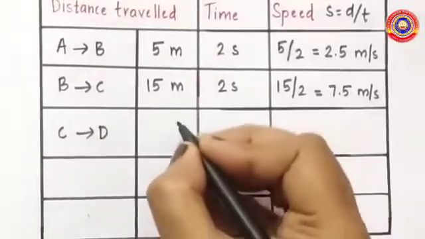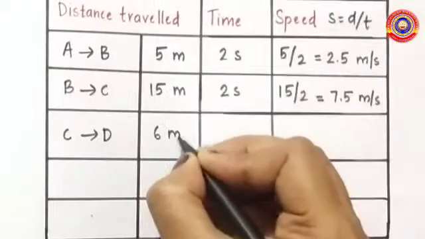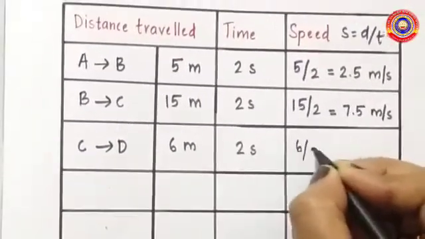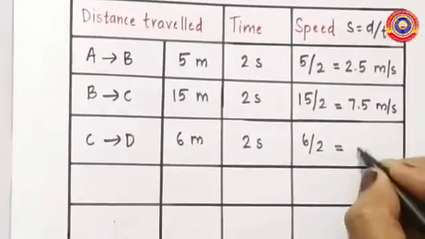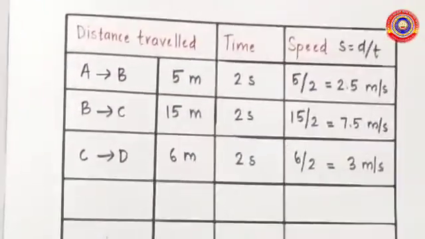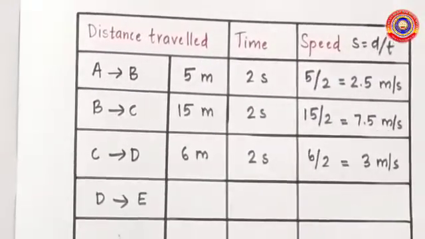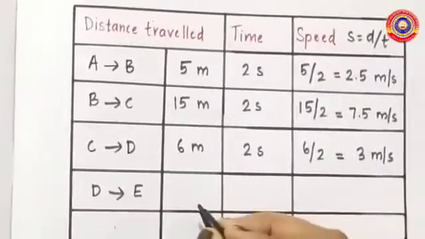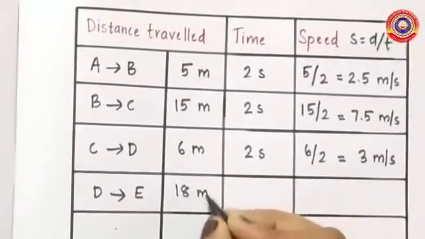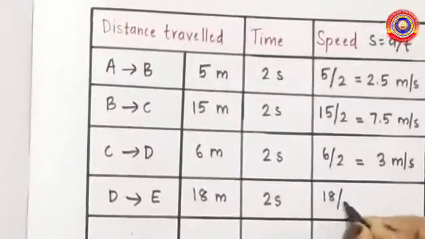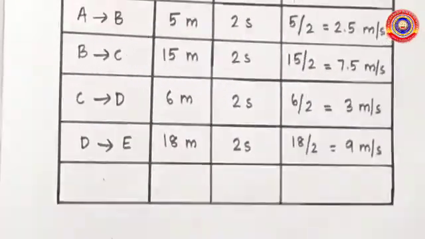In the next 2 seconds, that is C to D, the distance travelled is 6 meters and the time taken is 2 seconds. So, speed equals 6 divided by 2, that is equal to 3 meter per second. Next is D to E. The distance is 18 meters and the time taken is 2 seconds. So, speed equals 18 divided by 2, that is equal to 9 meter per second.